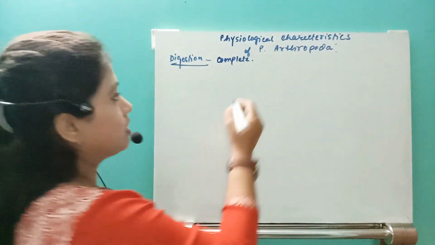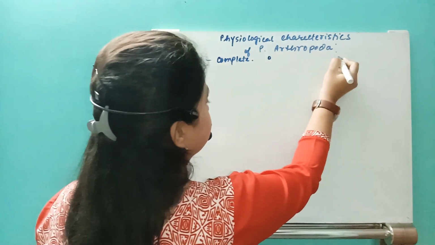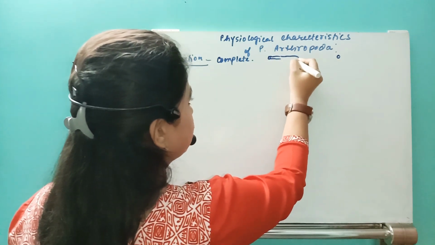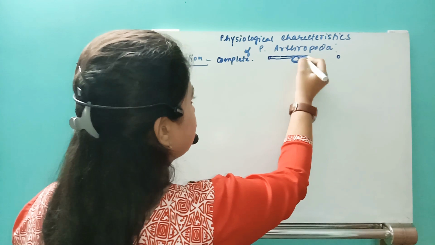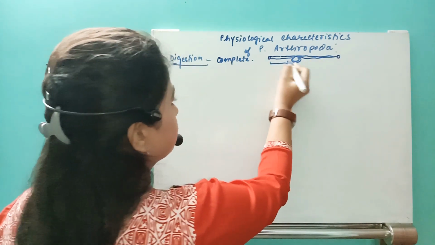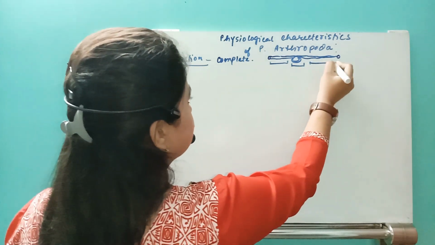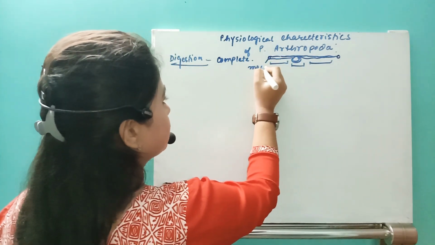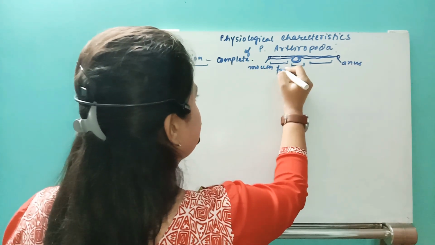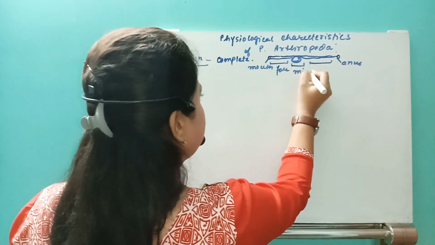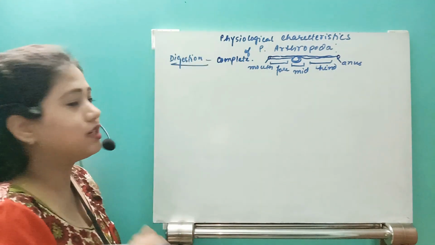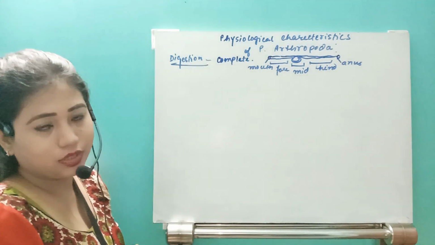Okay, so just see, suppose this is the mouth, this is the anus, then this is the foregut, after that they are going to have the midgut, and then after that the hindgut leading to the anus. So their whole digestive tract is complete. Why? Because they have a separate mouth and anus, and to join these they have foregut, midgut and hindgut. Okay, remember that this is about their digestion.